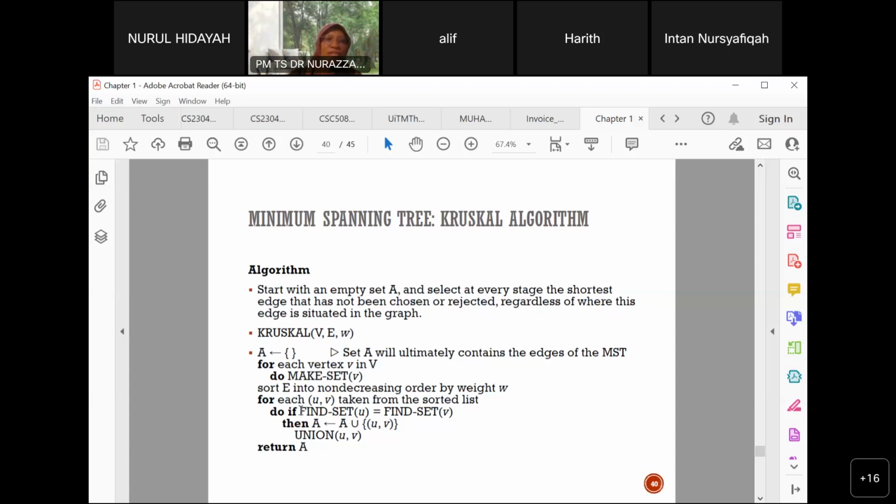And then for each UV, connection between U to V, taken from the sorted list, kita cari, dia ni dah visited belum? Kalau belum, kita select lah. And then kita masukkan. Okay. And then kalau dia tak cause cycle, first, dia tak visited yet, and then it does not cause a cycle. It's unique. So kita akan gabungkan. And then will be repeated lah sampai tu.